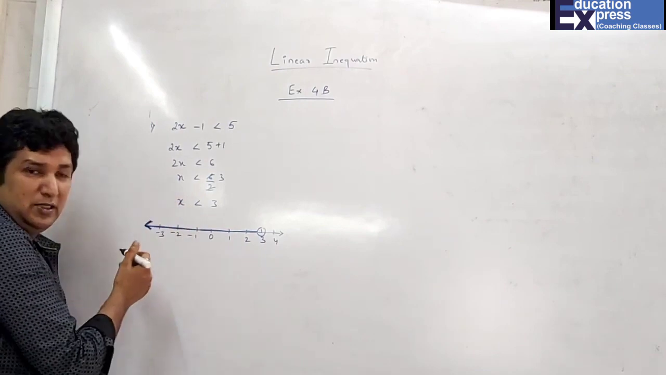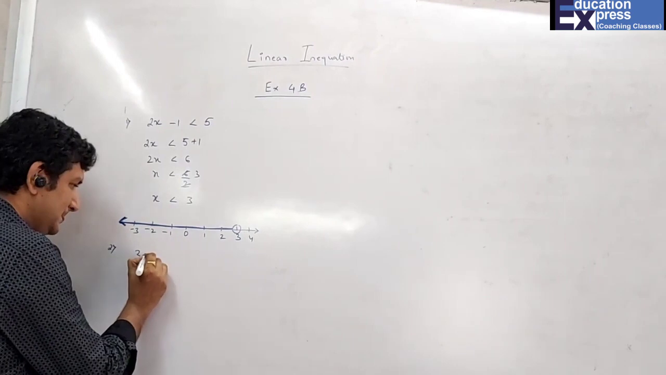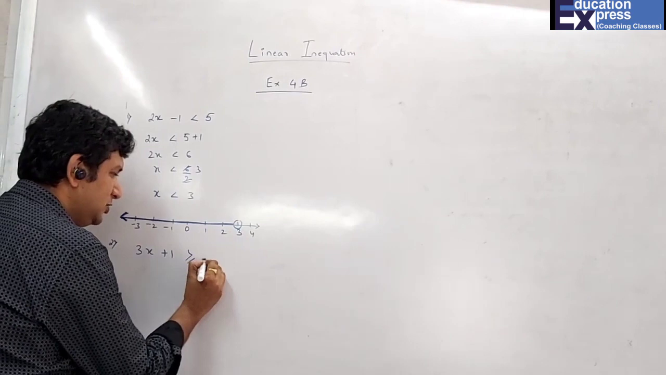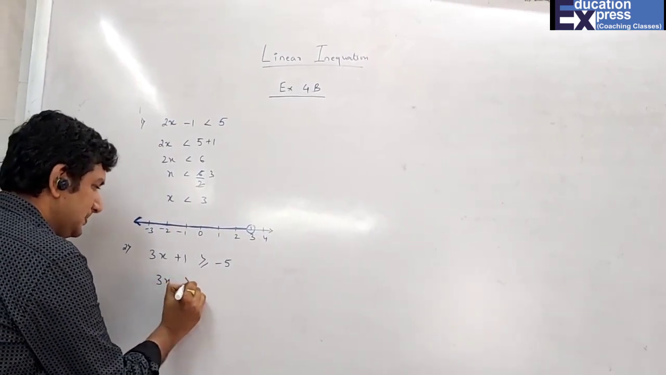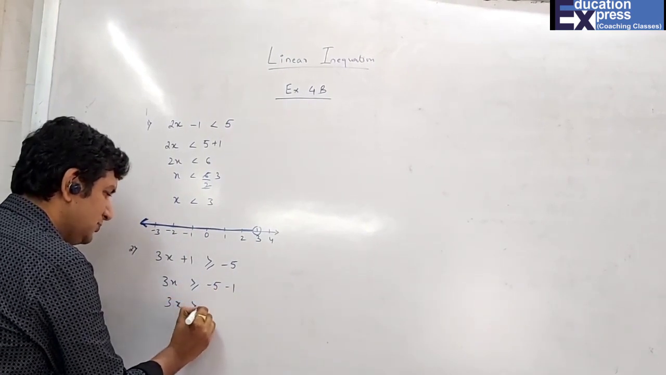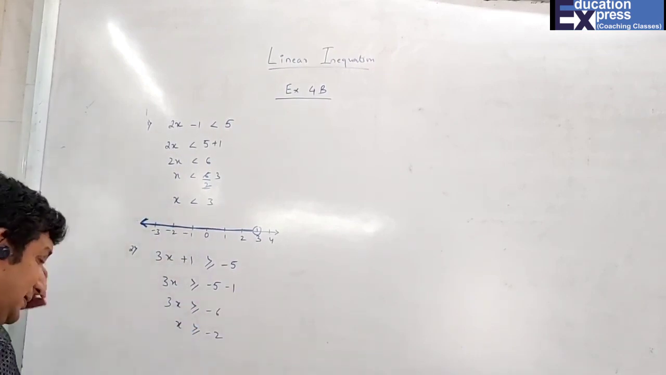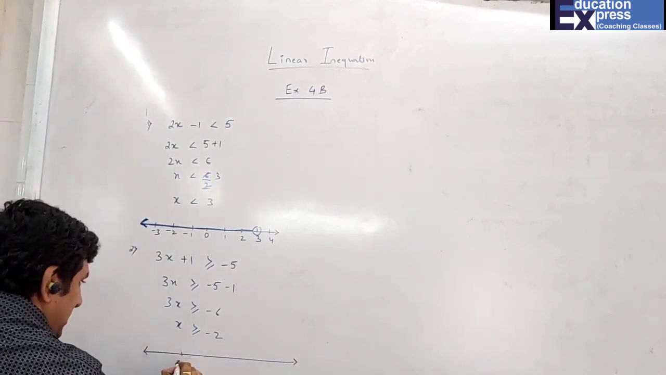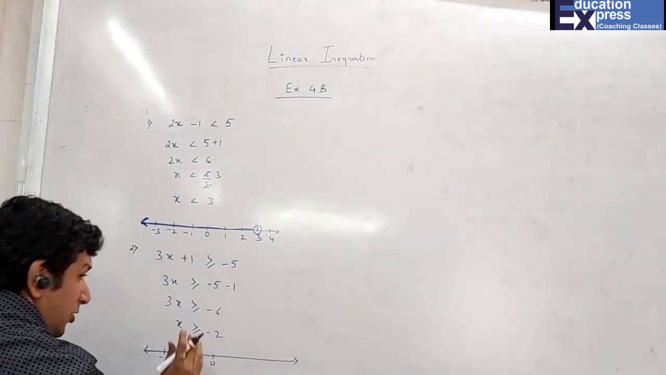So students understood this? Now second, 3x plus 1 is greater than or equal to minus 5. So 3x, minus 5 plus 1 comes here, minus 1. So 3x is more than or equal to minus 6. X is more than or equal to minus 2. Students, again, x is more than minus 2. More than, what I have told you. I have to start with minus 2, but I will take something before it also. And more means students have to go on the right hand side of that number.